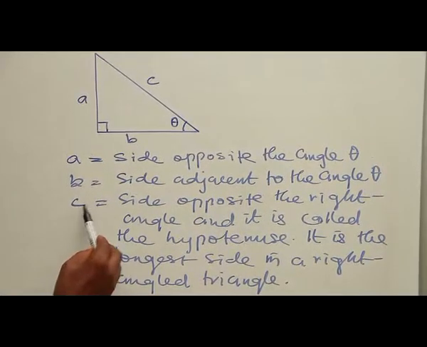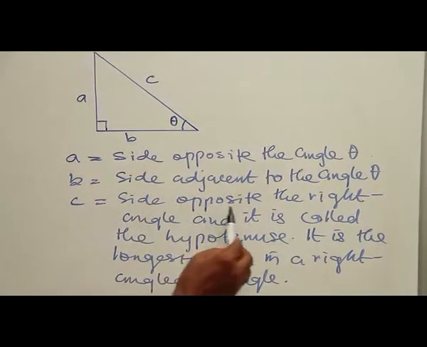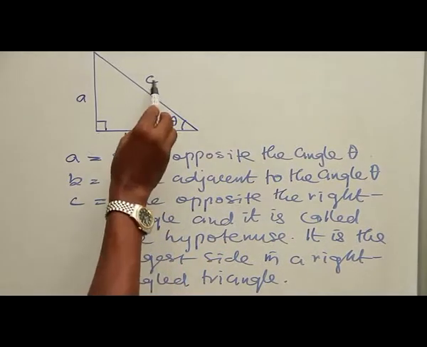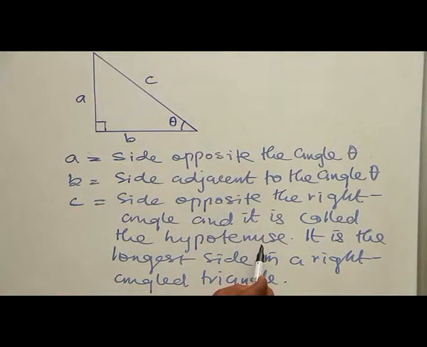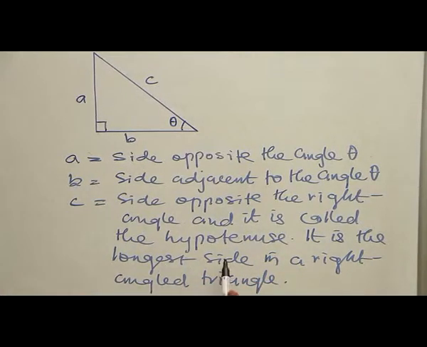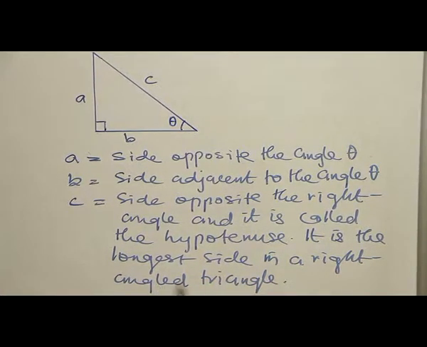And the side C is the side opposite the right angle. This is opposite the right angle. And it is called the hypotenuse. It is the longest side in a right-angled triangle.